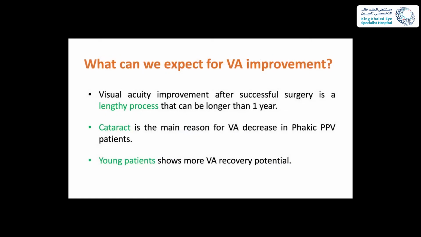So last but not least, what we can expect for visual acuity improvement in these patients. First of all, visual acuity improvement in retinal detachment surgery is a lengthy process. It takes longer than 1 year. The main reason for visual decrease is cataracts, especially in patients operated by pars plana vitrectomy. And interestingly, young patients show better visual recovery potential regardless of the lens status or the macular status.